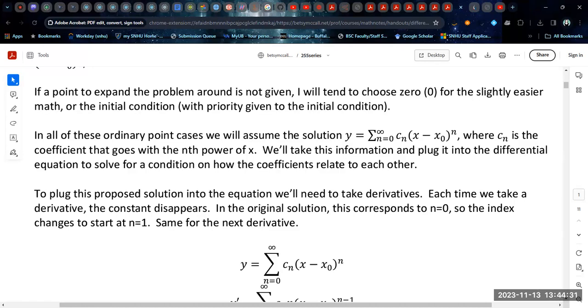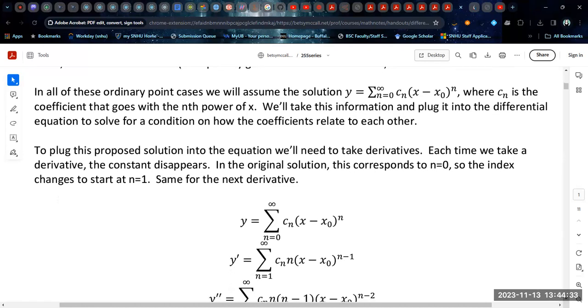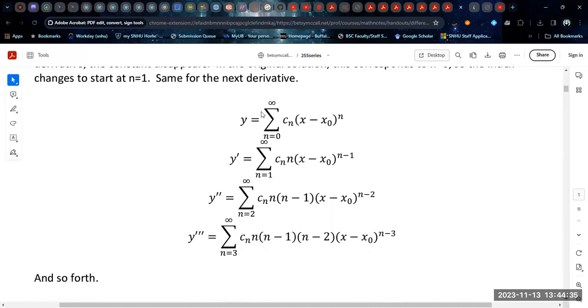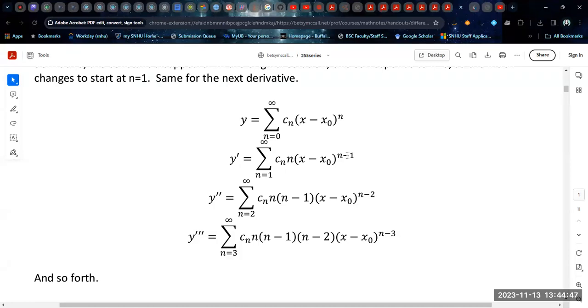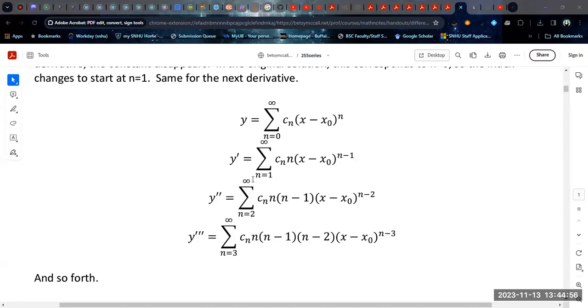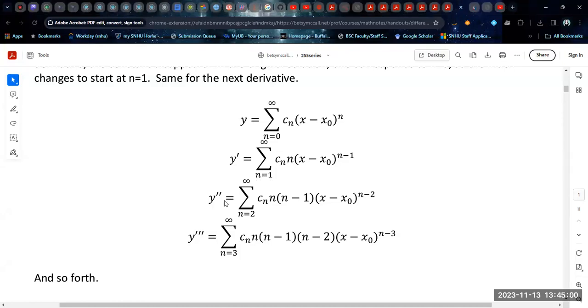And in order to substitute it into our ODE, we're going to need to take some derivatives. So here's my original function. If I take the derivative, then I'm going to bring my power down, so there's my new n, and then I'm going to reduce my power by 1. Keep in mind that since this expression to the 0 power is a constant, when you take the derivative of a constant, you get 0, so you lose the n equals 0 term. That's important as we go forward.